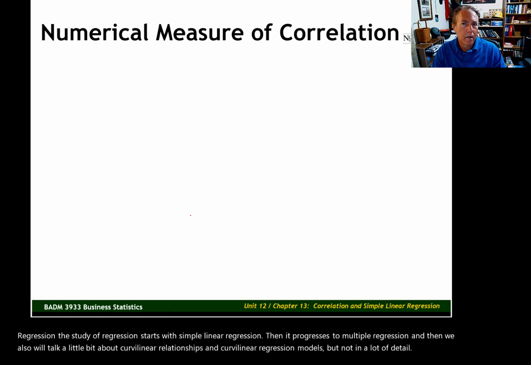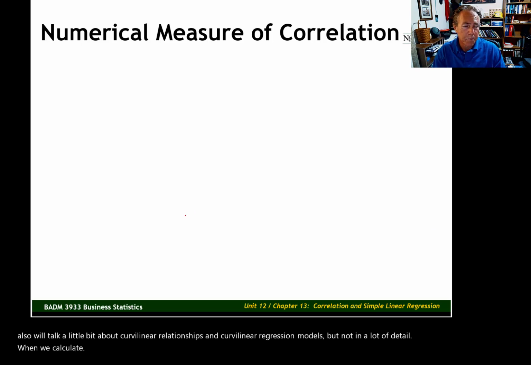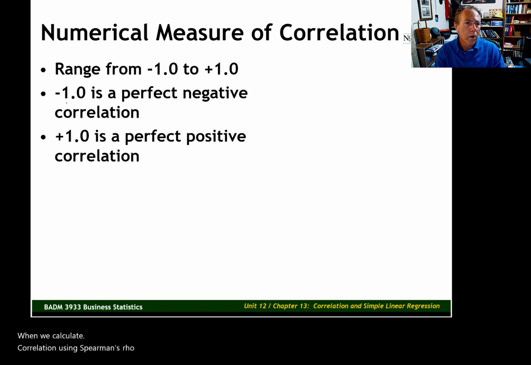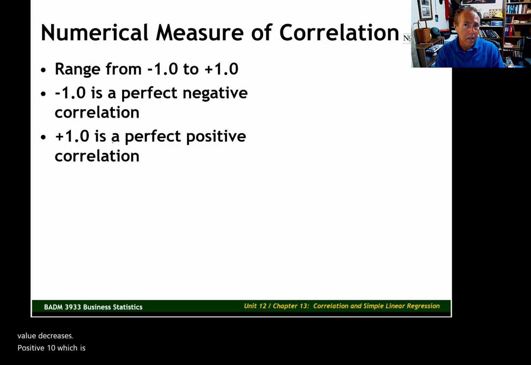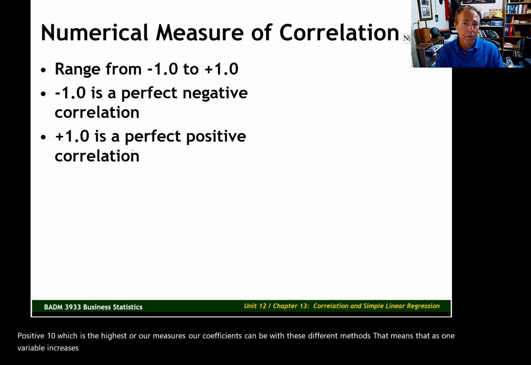When we calculate correlation using Spearman's rho or Pearson's R, we're going to end up with a range of values from negative 1.0 to 1.0. Negative 1.0 is a perfect negative correlation, meaning that as one variable increases, the other variable value decreases. Positive 1.0, which is the highest our coefficients can be with these different methods, means that as one variable increases, the other variable also increases.